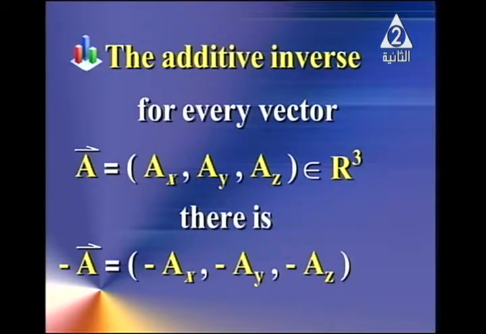Remember, dear student, if we add any vector with its additive inverse, the result is zero vector. When we add AX plus negative AX, AY plus negative AY, AZ plus negative AZ, the answer is 0, 0, 0. What is the vector? It is called the additive identity vector or zero vector.